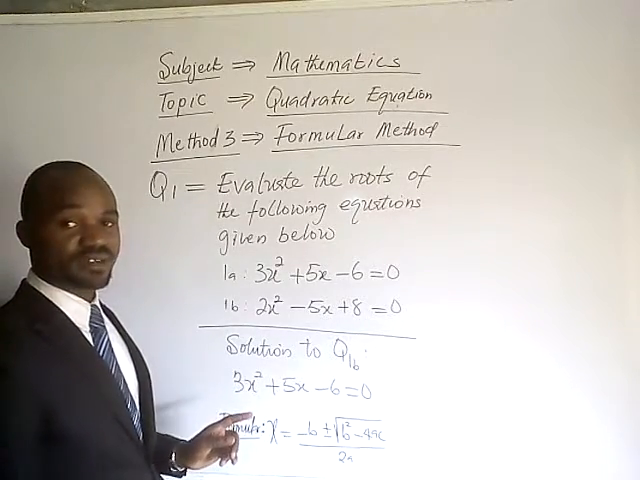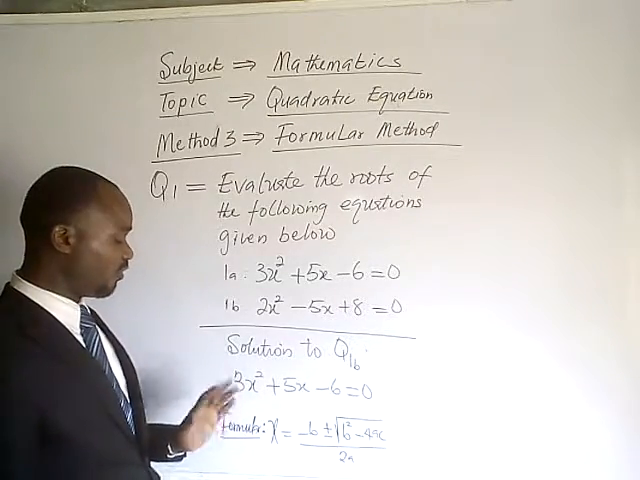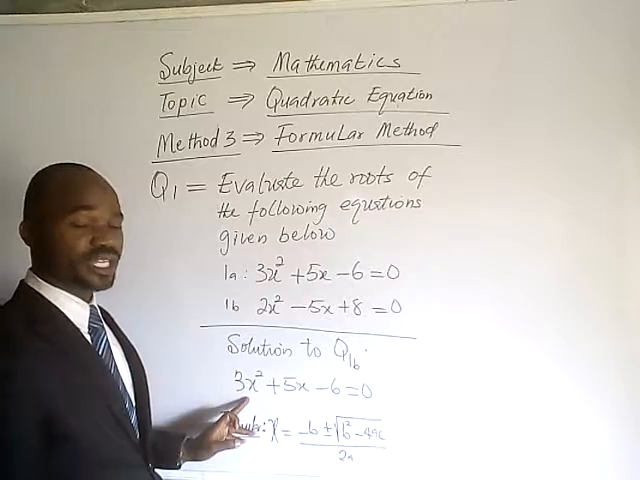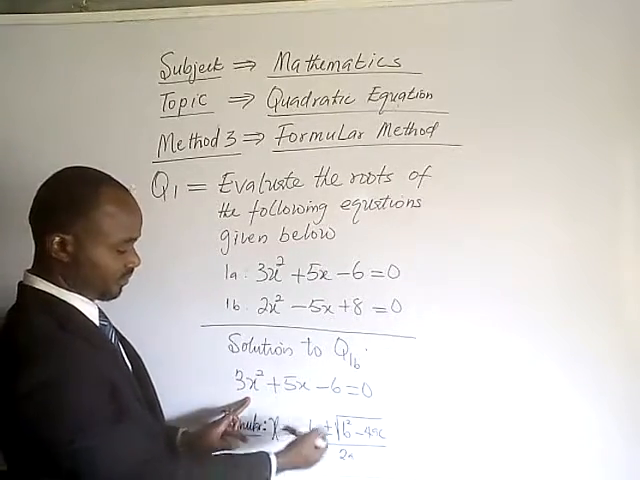First of all, we need to consider some very important things, or variables, here. The coefficient of x squared here is 3, and this is a.